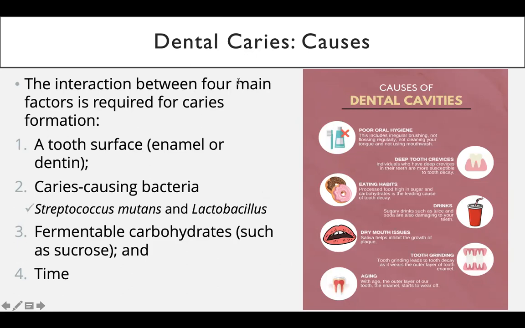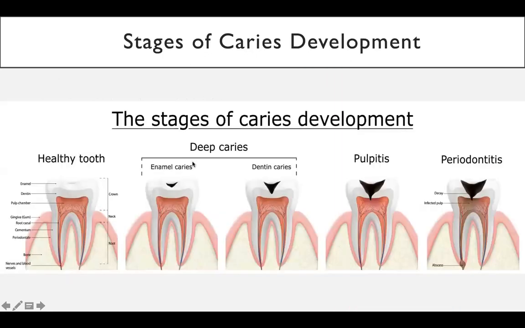So now we go to the next slide. These are the stages of caries development. We have a healthy tooth here with everything intact. Enamel is intact, dentin is beautiful, the pulp chamber looks cute, the gingiva, the gum, everything nice, the root canal intact, cementum is there, periodontal ligament should be there, and alveolar bone, nerves, blood, everything intact. Crown, neck, root look amazing.